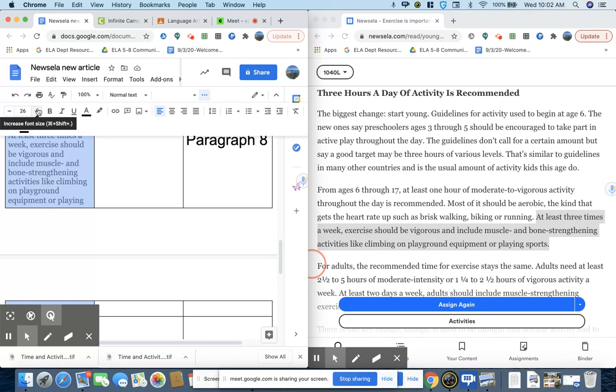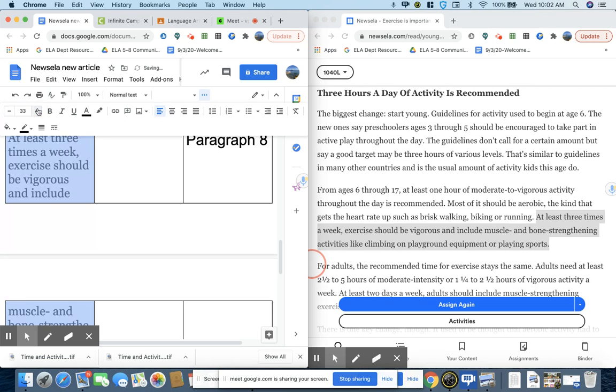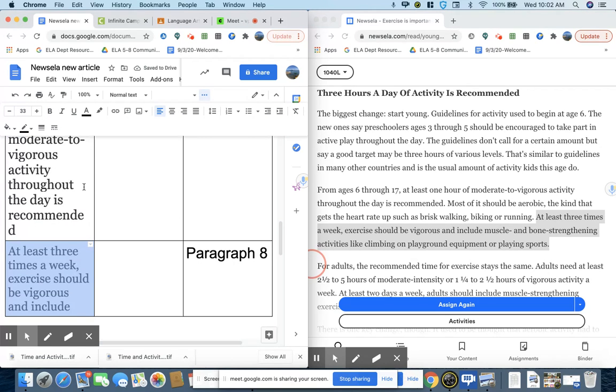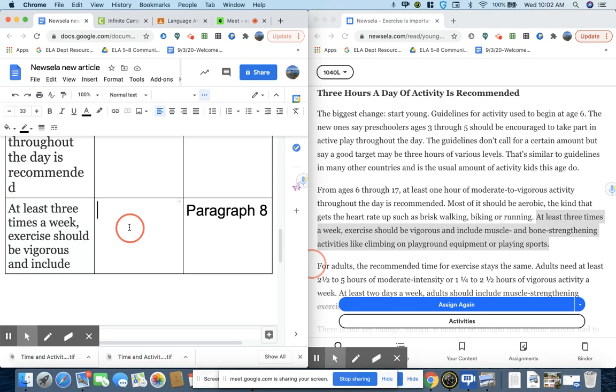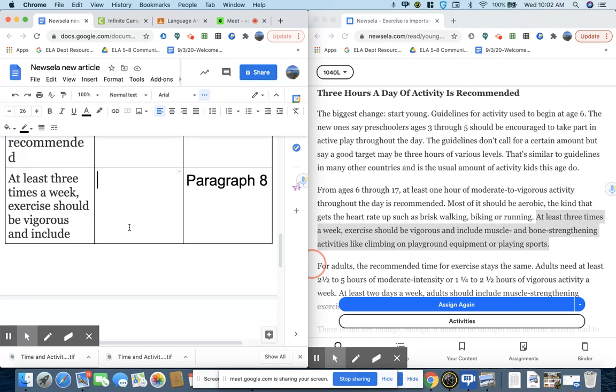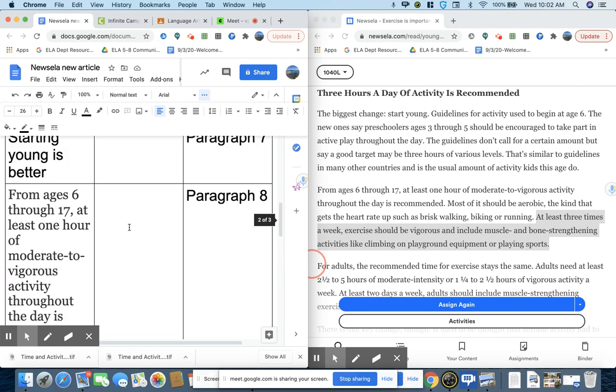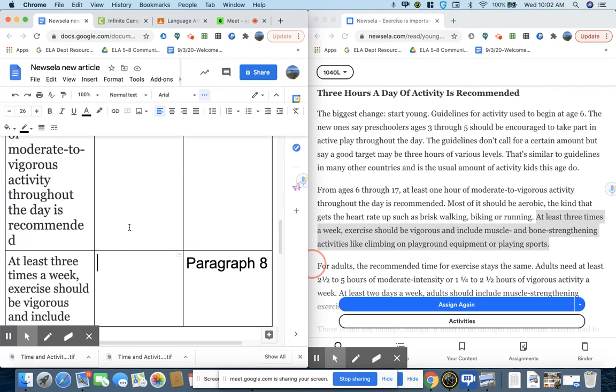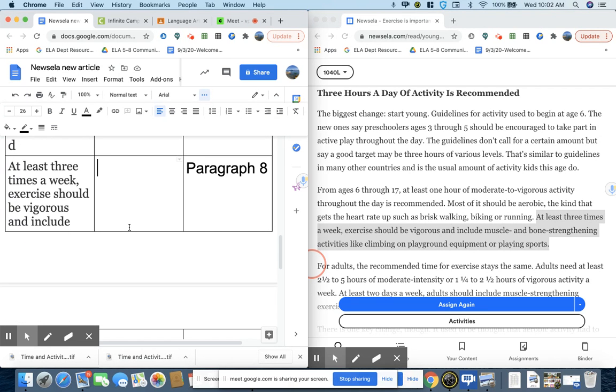Let's make this bigger, actually. All right, so at least 3 times a week, exercise should be vigorous and include. Is that the same thing again? No, it's not. Okay, I'm losing my mind over here. I'll give you time to copy that. So it's at least 3 times a week, exercise should be vigorous and include. So copy that first, and then I'll switch it in a minute.